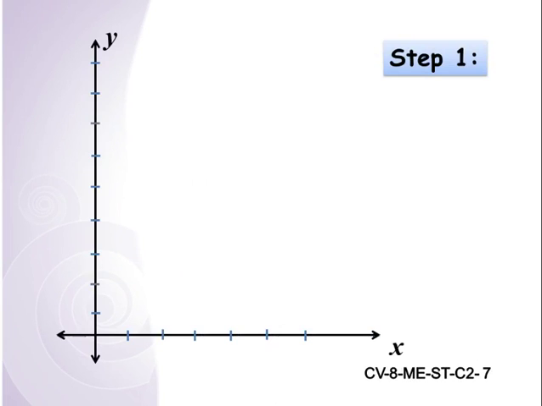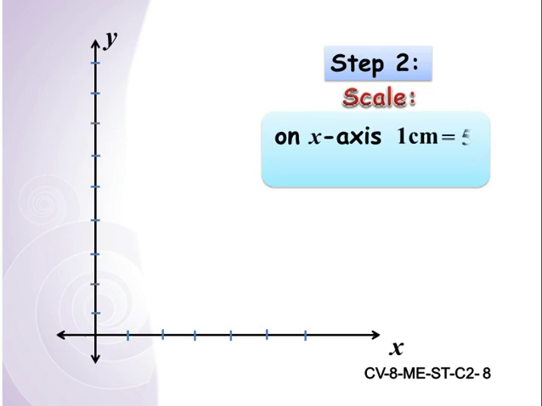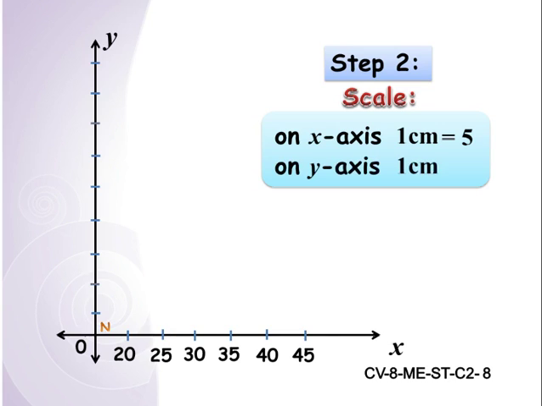In step 1, on a sheet of paper or a graph sheet, draw two mutually perpendicular lines to represent x-axis and y-axis. Now we shall get into step 2. Choose a suitable scale to represent the class intervals and the frequencies. Now I have taken the scale here on x-axis. Let 1 centimeter is equal to 5, that is width of class intervals. On y-axis, let 1 centimeter is equal to 2 units. We shall represent frequencies on this.